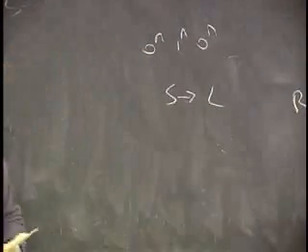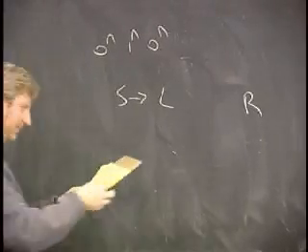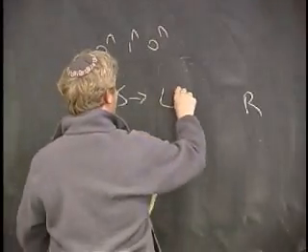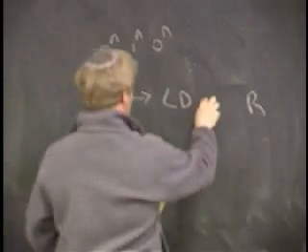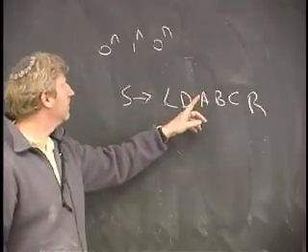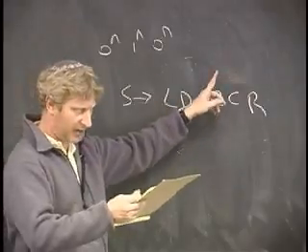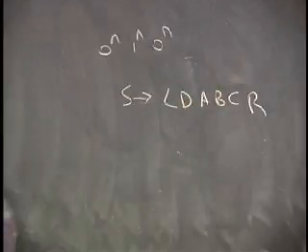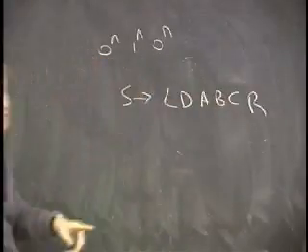L and R are the left and right ends of the shooting gallery. D is the duck that's going back and forth. A, B, and C are non-terminals that will eventually turn into zeros, ones, and zeros respectively. A's will be the zeros on the left, B's will be the ones in the middle, and C's will be the zeros on the right.